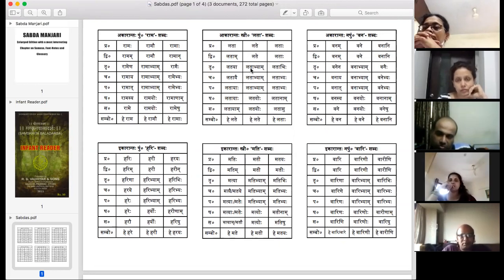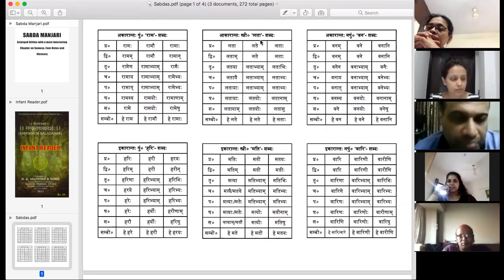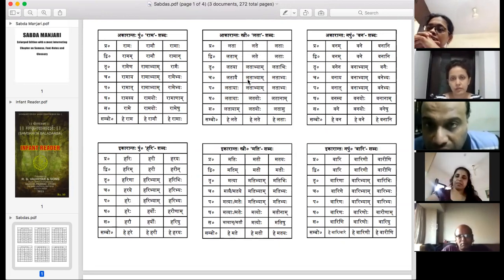You can all see my pointer also, right? When I share this screen. Okay. So Akarantaha, Strilingaha, Lata Shabdaha, Lata, Late, Lataha. This is how you read. I'm just mentioning it, but I'm assuming that all of you know how to read this.